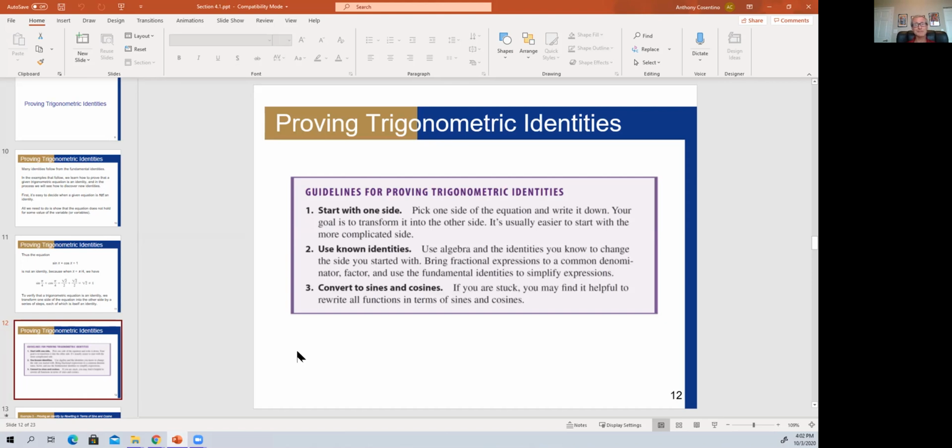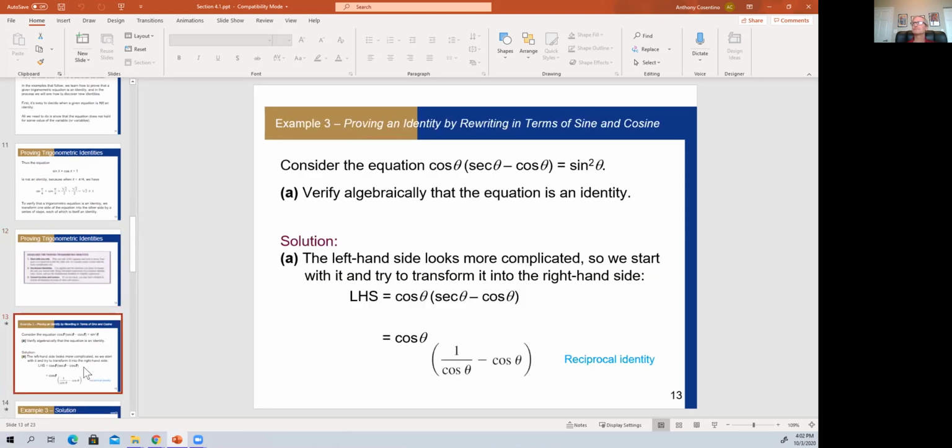And when you're stuck, make everything sines and cosines. Those are by far the most important, and you'll see that the manipulation becomes much easier when those are the only two variables that you have. So let's walk through a couple examples here.